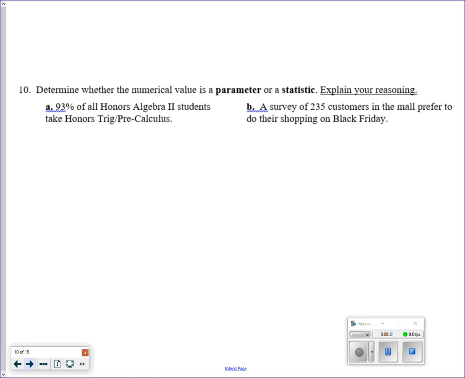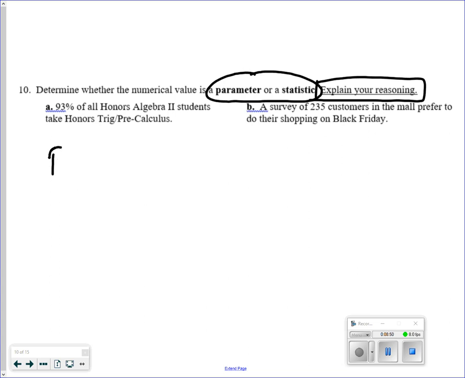Please be careful here. They're asking you parameter versus a statistic and explain. I'll be honest with you, there's a lot of people that will just put parameter, they'll just put statistic. So 93% of all the Honors Algebra 2 students take honors trig pre-calc. A parameter is when you talk to everybody. So since in this situation they talk to all the Honors Algebra 2 students, this would be a parameter, and the reason is the word all.